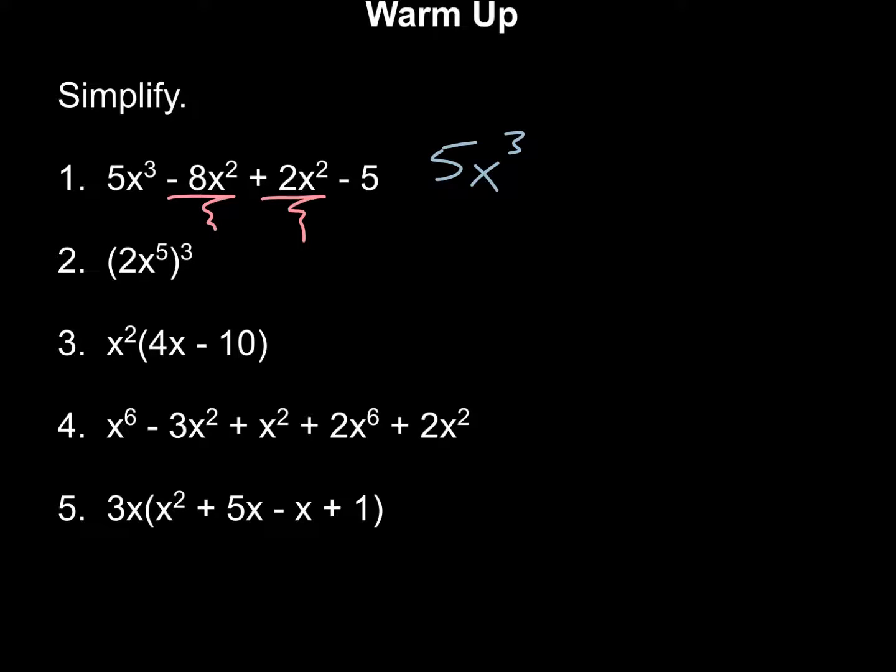Now I'm going to go ahead and do the minus 8x squared plus 2x squared. So that means I got to do negative 8 plus 2. Negative 8 plus 2 is going to give us a negative 6. So that's minus 6x squared. Remember, the exponent stays the same, so it's still going to be x squared. And then the minus 5, again, that one didn't have any like terms, so it stays the same as it was.